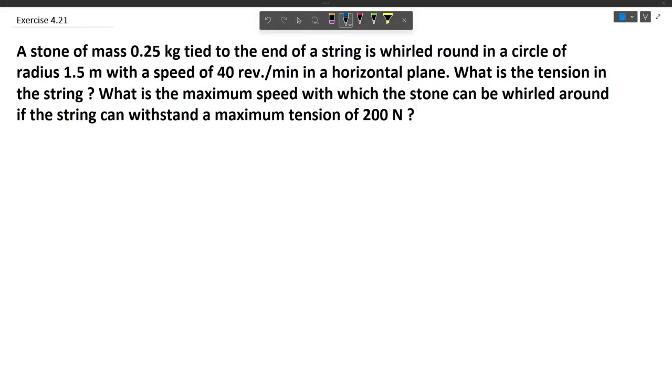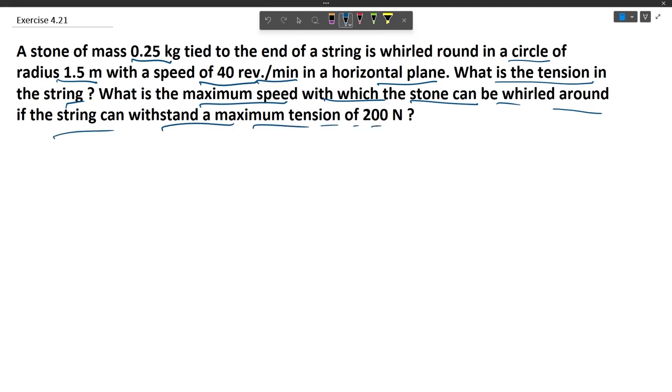The question says that a stone of mass 0.25 kg tied to the end of a string is whirled in a circle of radius 1.5 meter with a speed of 40 revolutions per minute in a horizontal plane. Now, what is the tension in the string, and what is the maximum speed with which the stone can be whirled around if the string can withstand a maximum tension of 200 Newton?